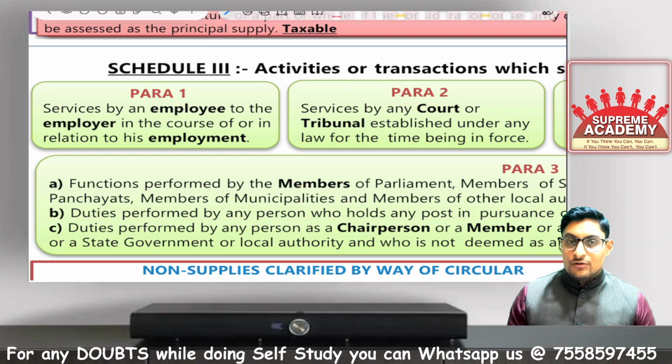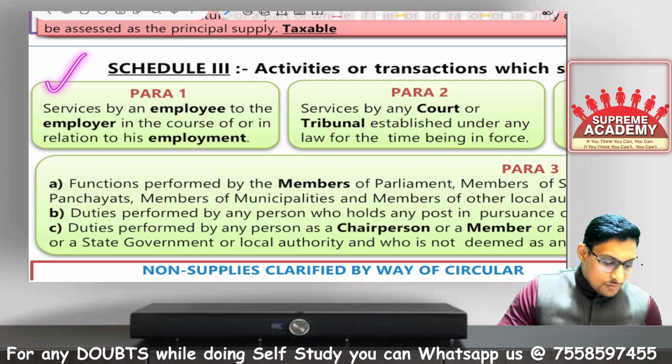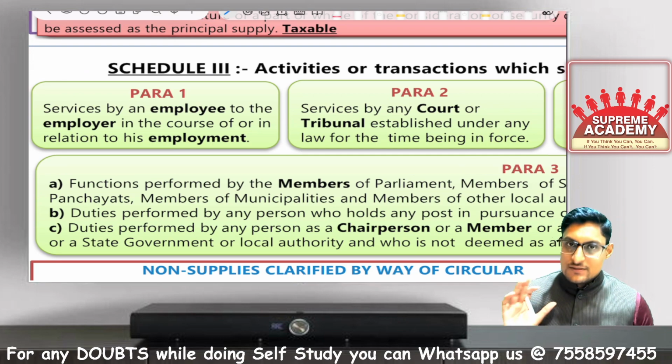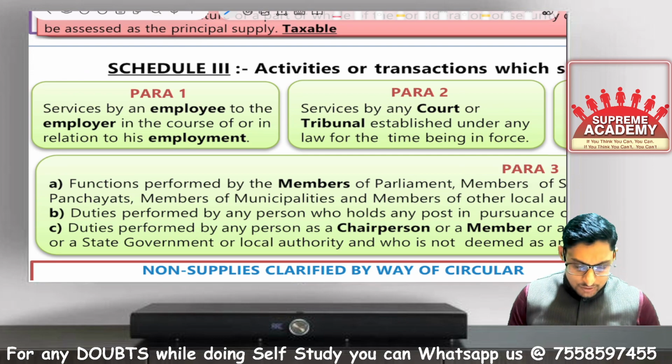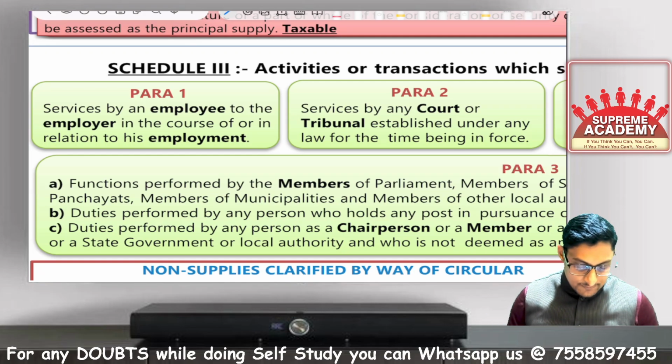In the course of or in relation to employment, any services by an employee to the employer will be excluded from the definition of supply. Hence, no GST or taxability on this portion. Para number 2, services by court or tribunal. Any services given by the court or tribunal are also excluded from the definition of supply.